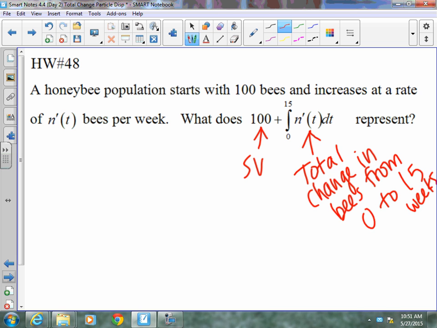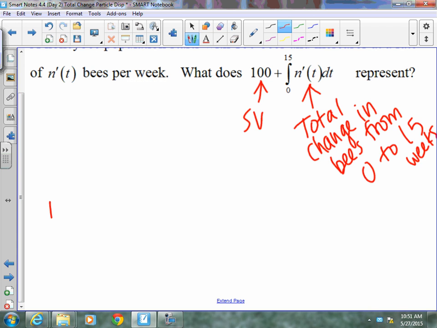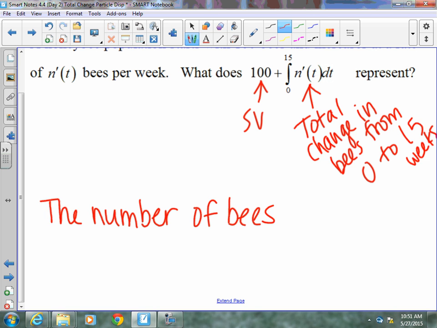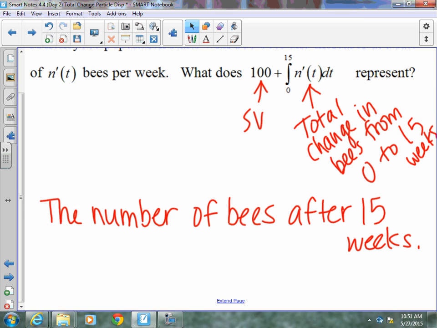So overall, what does it represent? Because that starting value is there, it's not just the total change, but it will give us the number of bees after 15 weeks. Without the 100 being added out front, we don't know where it started, and we can only say how much it changed in those 15 weeks. We don't know that it is the bee population.